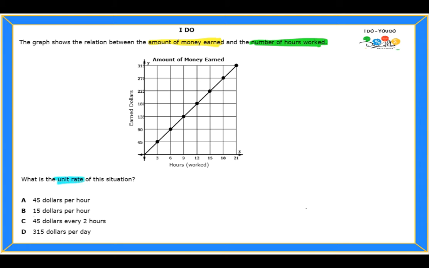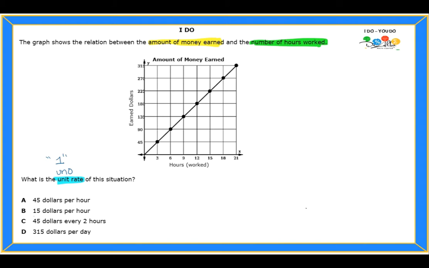So if you remember a little bit about unit rate, I always tell my students to think about unit as uno in Spanish, right? And uno means one. So that's what I'm looking for. I'm looking for the unit rate of this situation. Somehow my answer should have a 1 somewhere in there, right?